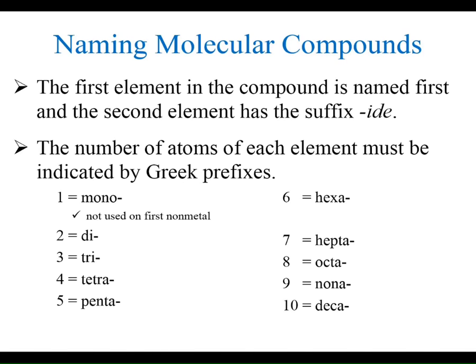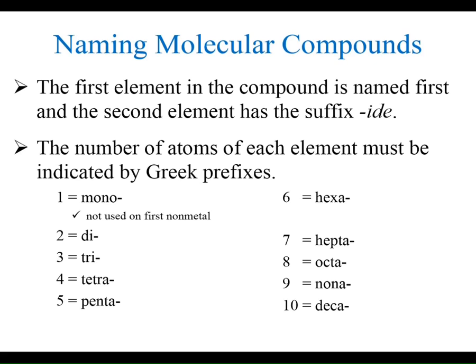So here are the 10 Greek prefixes you need to put in your brain. I will pause for 20 seconds. That'll give you 2 seconds to write each one down. One is mono, 2 is di, 3 is tri, 4 is tetra, 5 is penta, 6 is hexa, 7 is hepta, 8 octa, 9 nona, 10 deca.